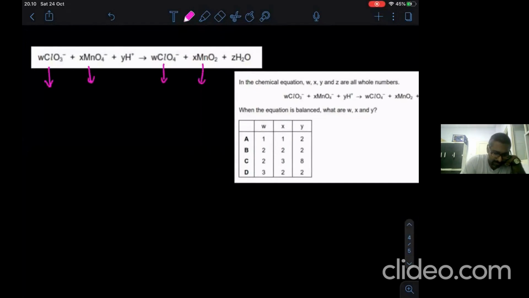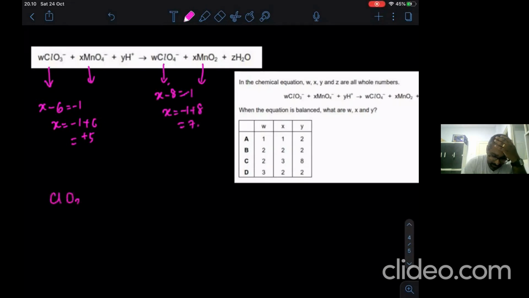So Cl is x, so x minus 6 equals to negative 1, x equals to negative 1 plus 6, so it's plus 5. For this Cl, x minus 8 equals to negative 1, so x equals to negative 1 plus 8, so 7. So I know that ClO3 minus, when they change it to ClO4 minus, that's going to be from 5 to become 7. That's going to be increased by 2 units. That's going to be oxidation.